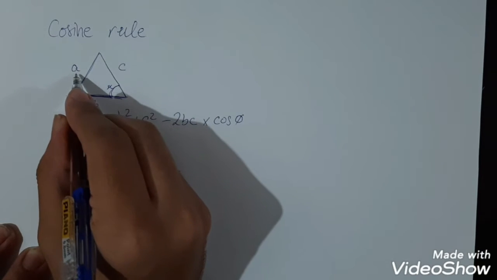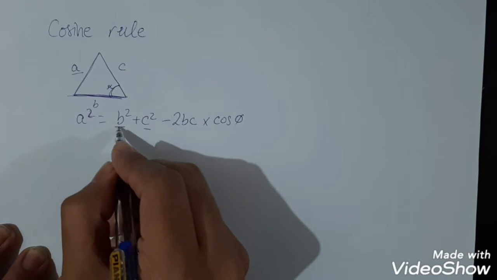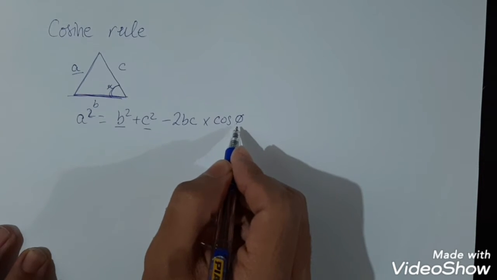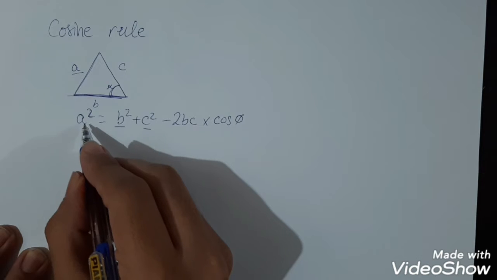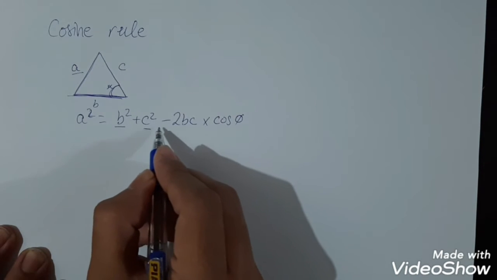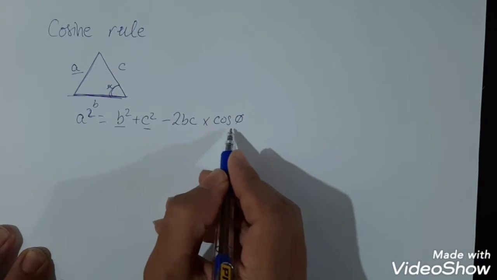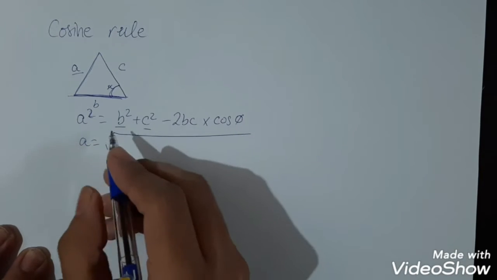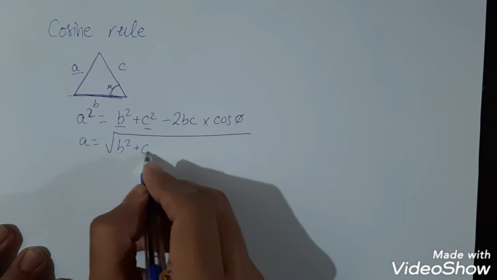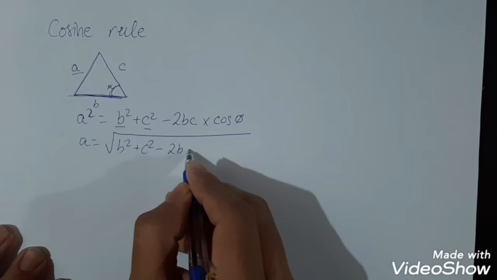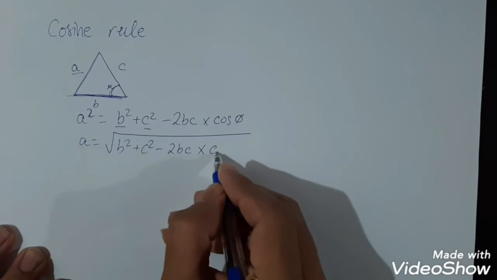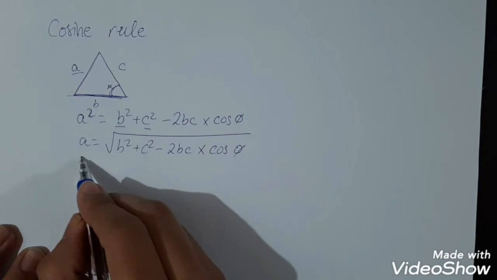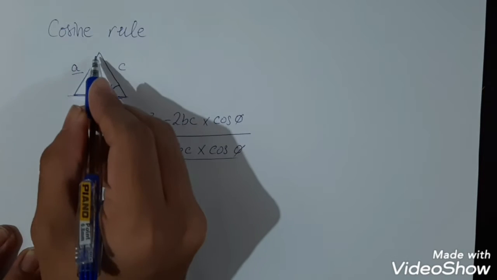In the cosine rule, if we have to calculate the length of a, we will use a square is equal to b square plus c square minus 2bc multiplied by cos of the angle, which gives a is equal to the square root of b square plus c square minus 2bc multiplied by cos of the angle. So this is the formula to calculate the length of a.